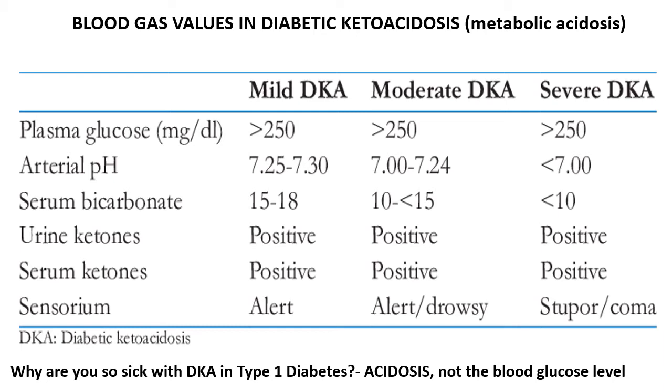So, and you can see from their neurological function that the acidosis is now causing not only just confusion, such as in moderate DKA, but stupor and coma because of the metabolic acidosis. So it's really not the high sugar that's making them very ill. Sure, the high sugar is making them urinate a lot and drink a lot and eat a lot, but it's the acidosis that's making them sick.